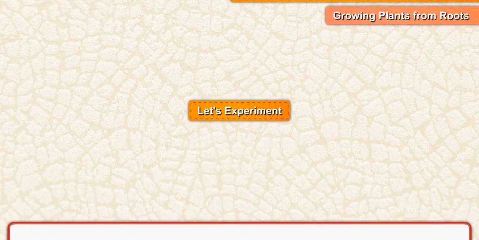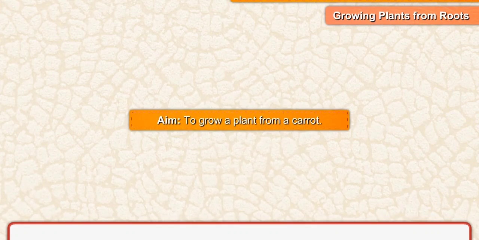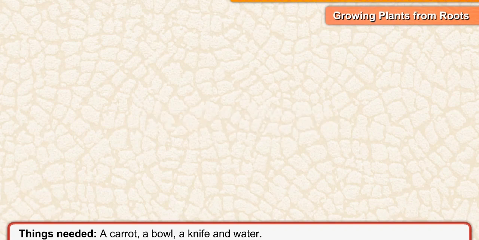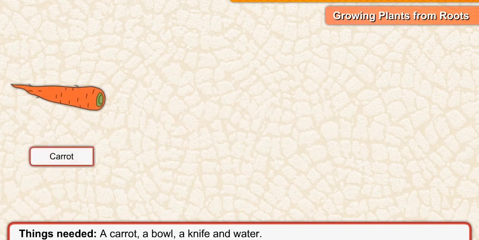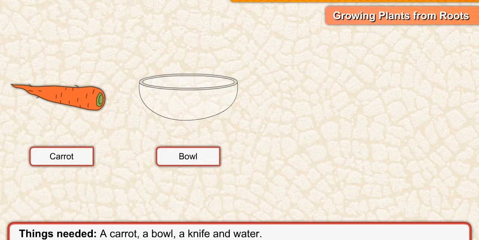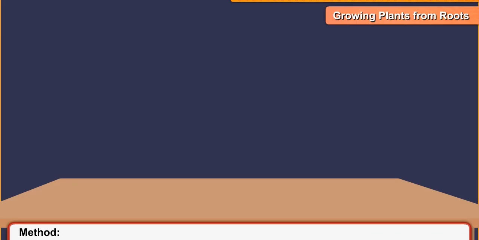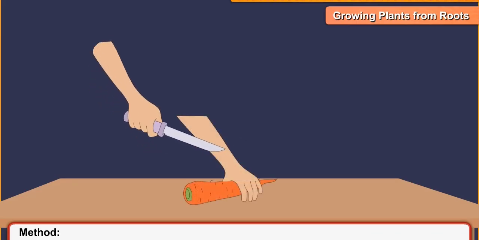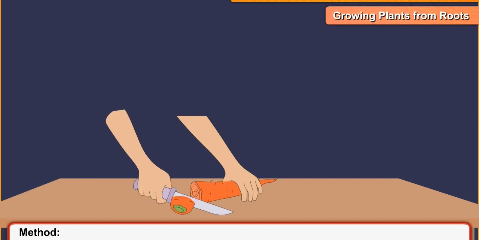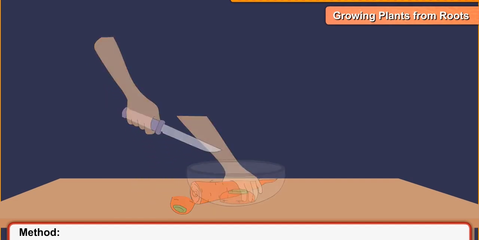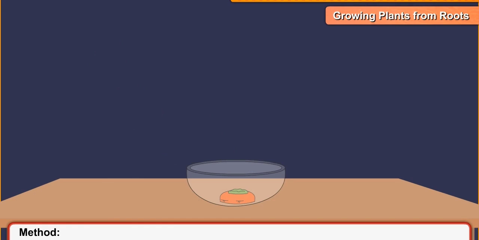Let's experiment. Aim: To grow a plant from a carrot. Things needed: a carrot, a bowl, a knife, and water. Method: Cut off the top portion of the carrot. Keep the cut part in the bowl with the top portion upward.